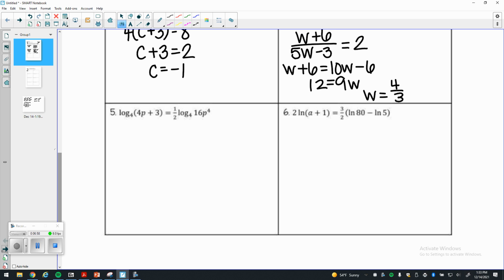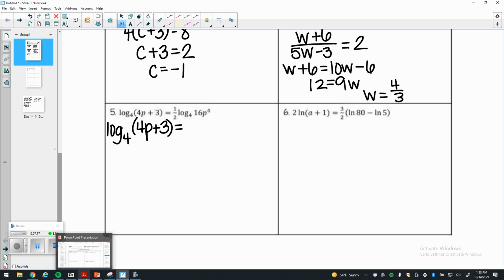Do I do anything on the left side? Anything on the left side? No. So this is log base 4 of 4p plus 3. Do I need to condense on the right side?